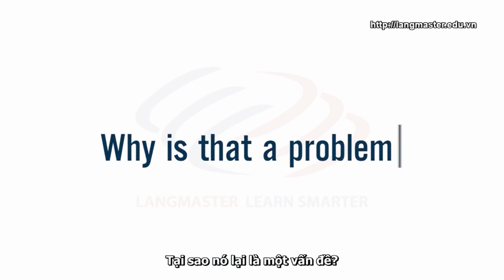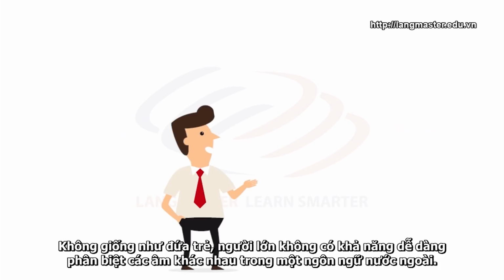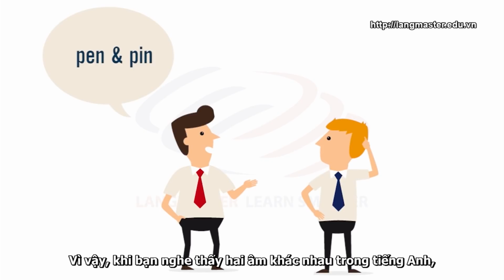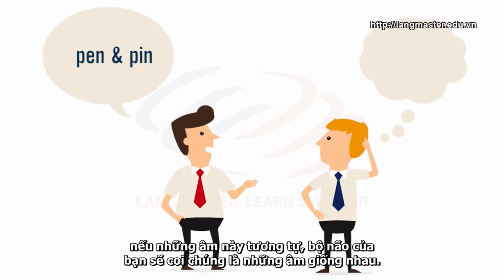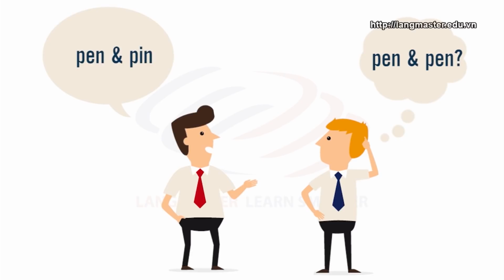Now, why is that a problem? Well, unlike babies, adults don't have the ability to easily distinguish between all the different sounds in a foreign language. So, when you hear two different sounds in English, if those sounds are similar, your brain might perceive those sounds as the same. That's why learning to make each sound separately may not work.